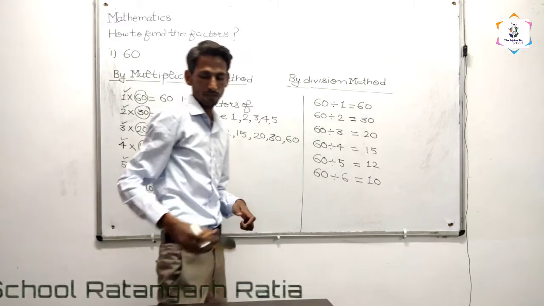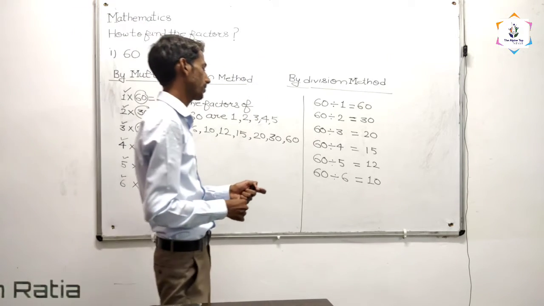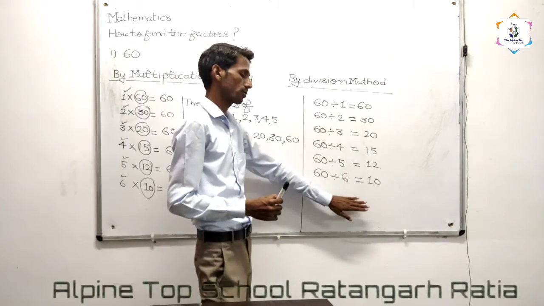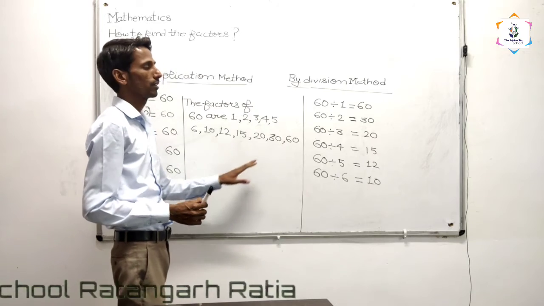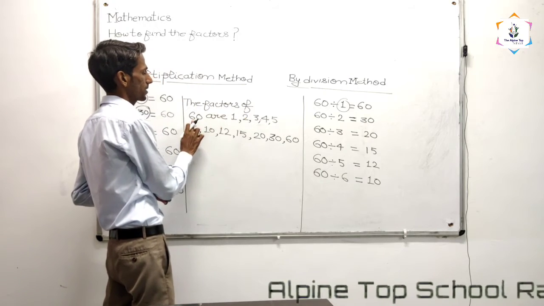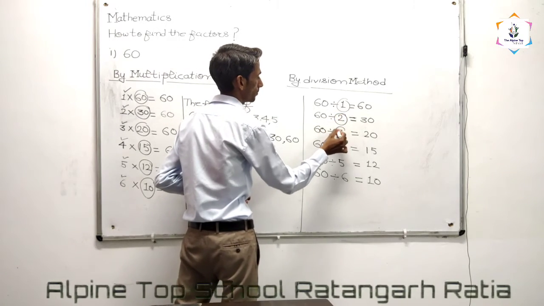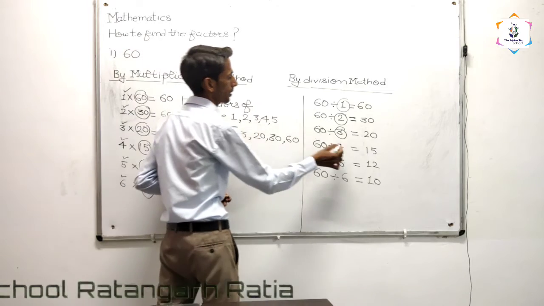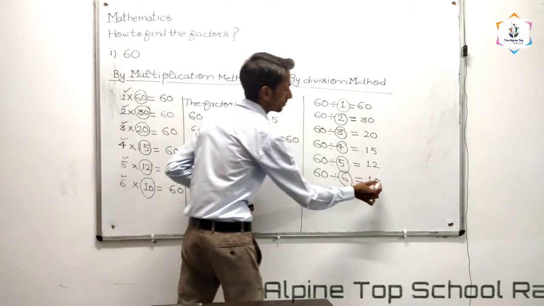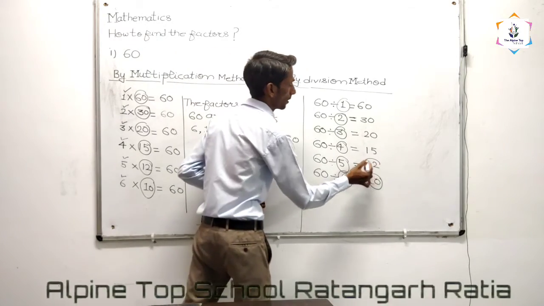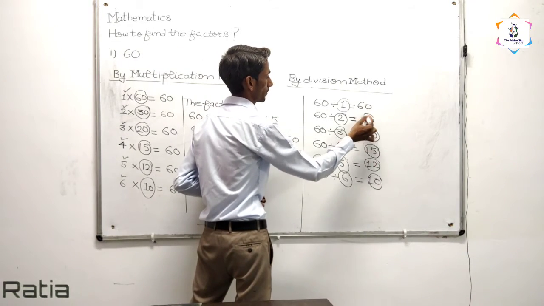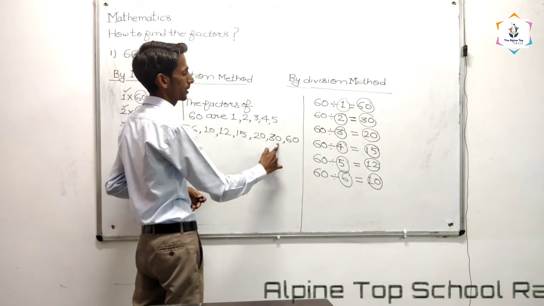Okay. Now dear students, again we have to write the factors of 60. I have already noted. After completing this process, you have to write this conclusion also. But you will get the same factors. You can match here. Factors of 60 are 1, 2, 3, 4, 5, 6, 10, 12, 15, 20, 30, 60.